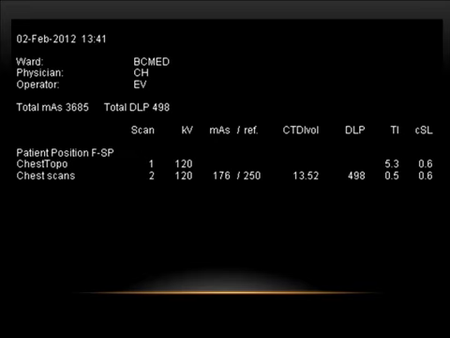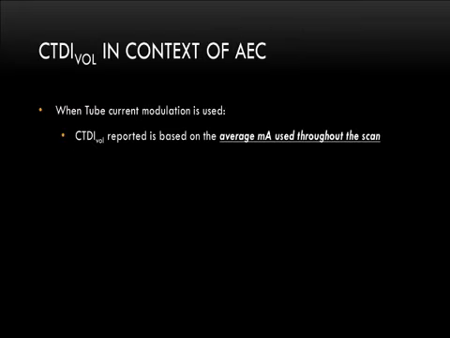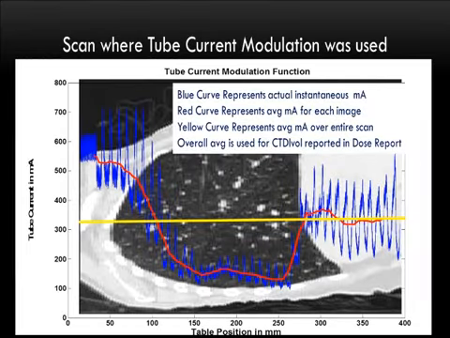There are some exceptions. Toshiba has some software versions where this CTDIvol number is based on the maximum, but they've changed that. You'll have to look at your user manual or contact the Toshiba folks about which software version you're using. So when tube current modulation is used, the CTDIvol reported is based on, mostly true but not absolutely true, the average mA used throughout the scan. Almost always true, but there are some exceptions. All right, so what does that mean?